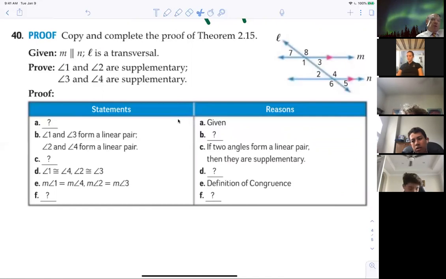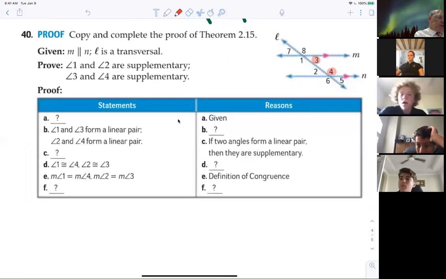So copy and complete the proof for theorem 2.15. Theorem 2.15 is that consecutive interior angles are supplementary. Consecutive interior angles are supplementary. Is everybody with me on this? All right, that's what we're proving right now. As soon as you prove something, you have to prove it every time now? Nope, you can just say it's true. All right, so here we go.